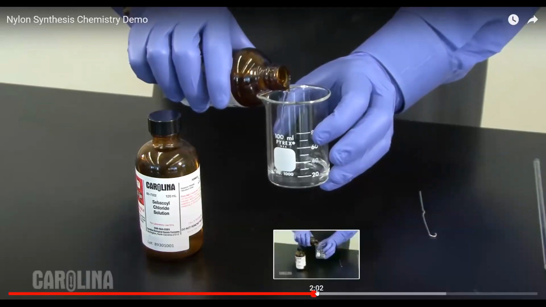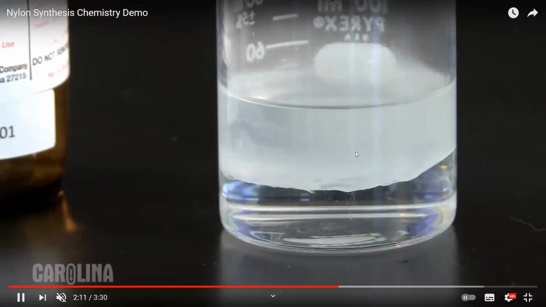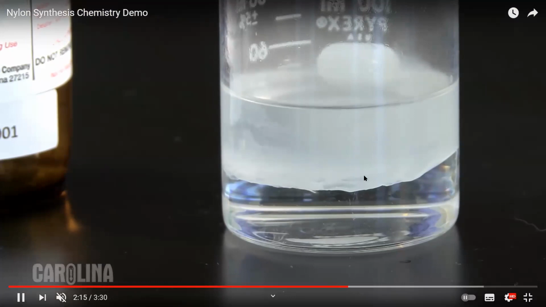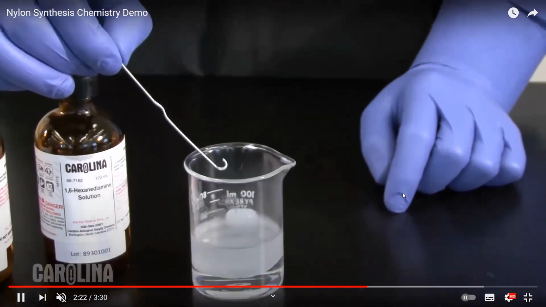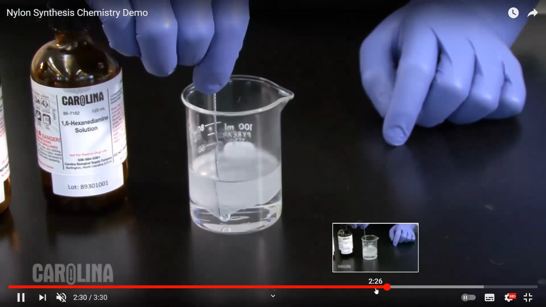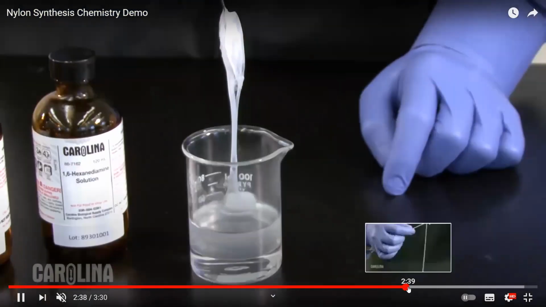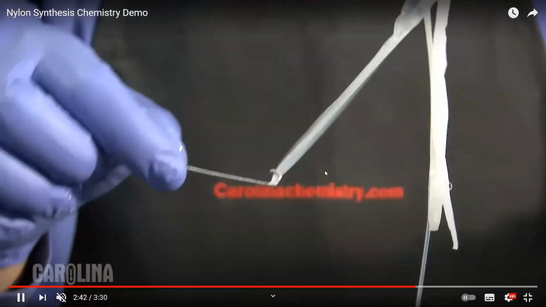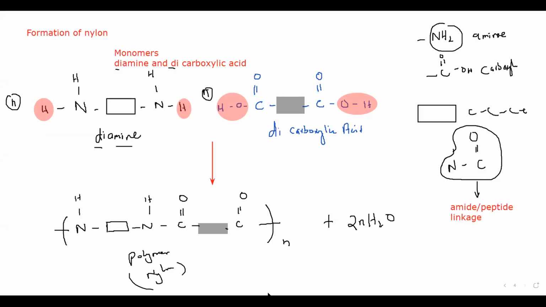So what we are doing is mixing diamine and dicarboxylic acid, both in a liquid state. When we mix them together, this is the formation of nylon. Nylon is formed between the layers of the two solutions, and we can remove it as a thread, like a string. Then these strings are woven to make a stronger nylon. Is it clear? The formation of this nylon, from diamine and dicarboxylic acid.